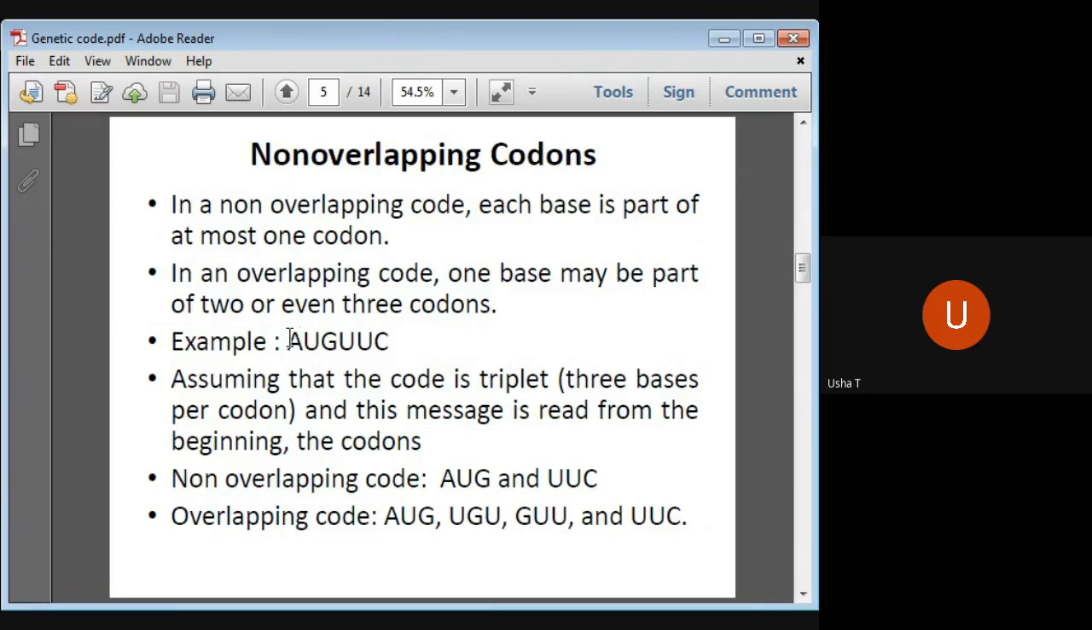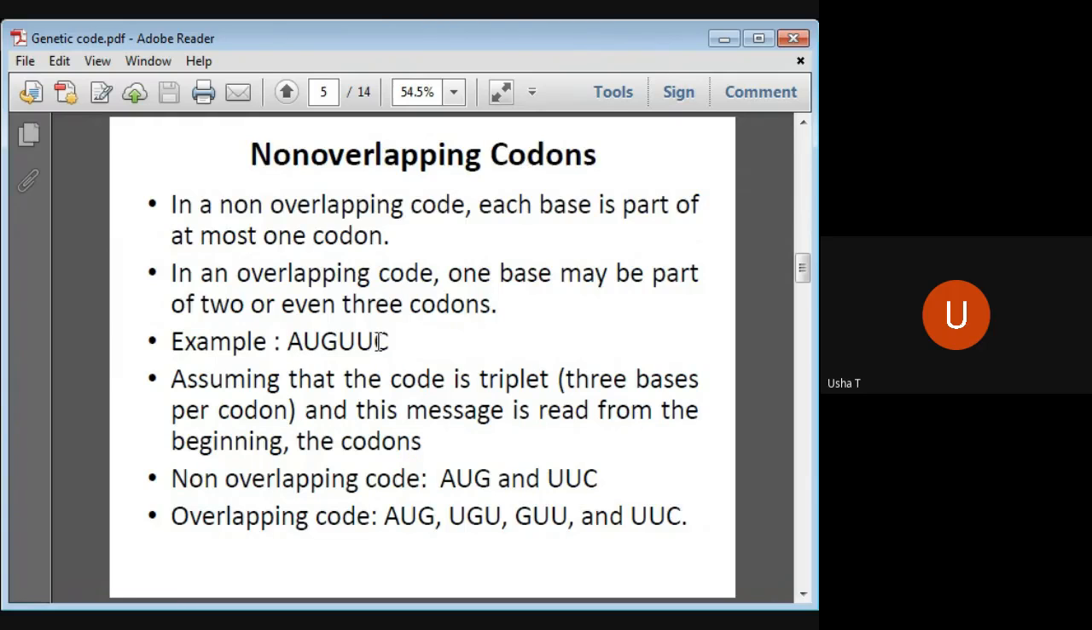So let's see, this is the mRNA. Here we have in the mRNA AUG. When we say it is non-overlapping, the codons formed from this example mRNA are two codons. One is AUG, the other codon is UUC. So that is what is called non-overlapping. If it were an overlapping code, then it would be AUG, UGU, GUU, UUC. So many codons would have formed.